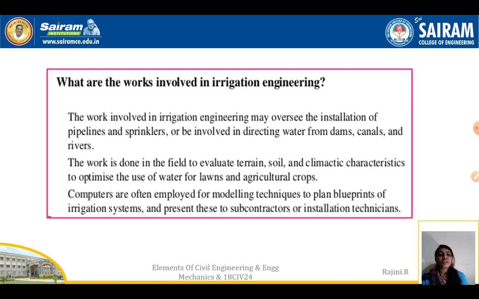Computers are often employed for modeling techniques to plan blueprints of the irrigation system, and present these to the subcontractors or installation technicians. Irrigation engineering involves these also, like blueprints of the irrigation system and pipeline design. Everything comes under irrigation design. Sometimes subcontractors will take up these works. So this is all about structural engineering, hydraulics, water resources engineering, and irrigation engineering.